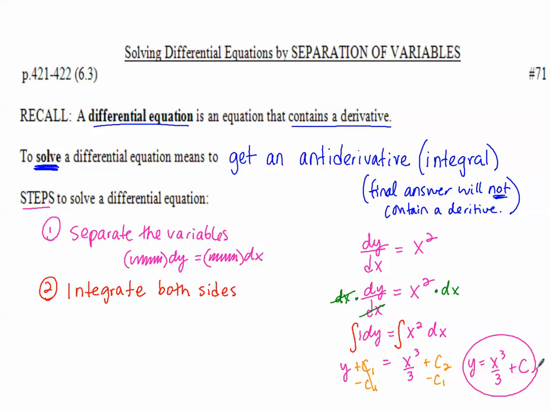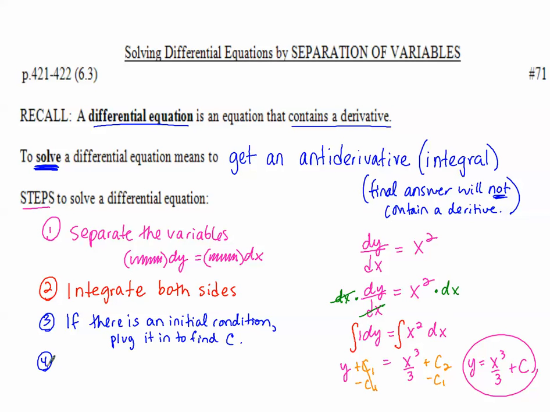Now, we're only finding general solutions for the first two examples. But if it's needed to find particular solutions, the third step is conditional. If there is an initial condition, then plug it in to find the C. To build on that, if there is an initial condition and we find the C, then use the C that you found and solve for f of x. Now, you may have to solve for f of x regardless of finding the C or not.